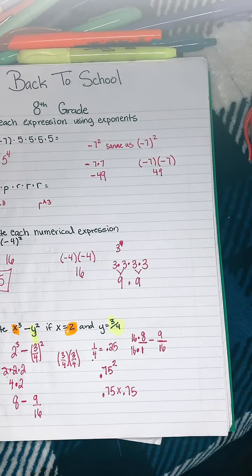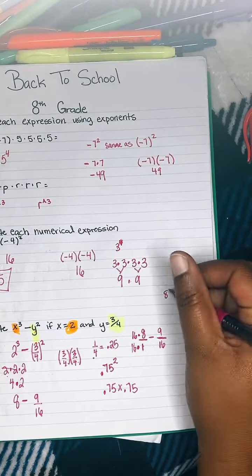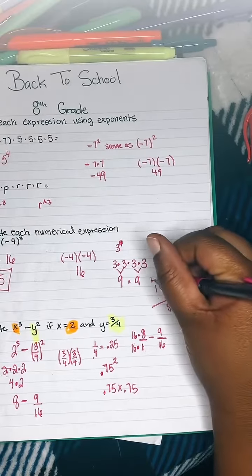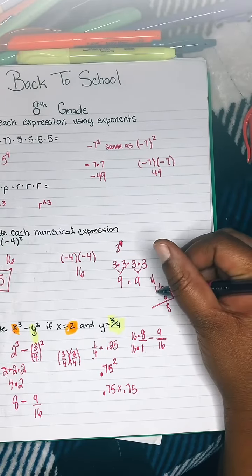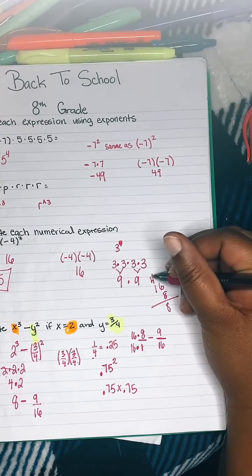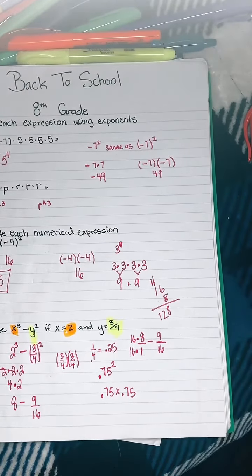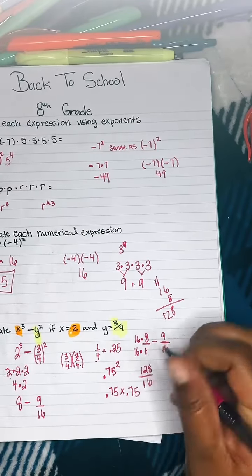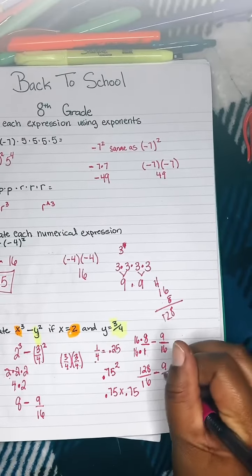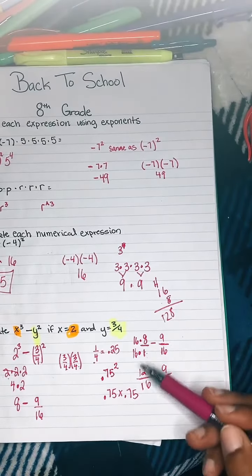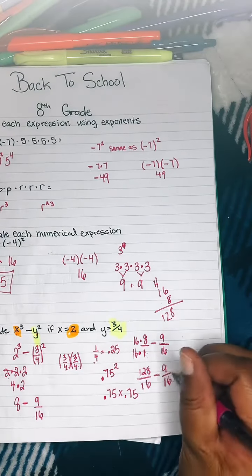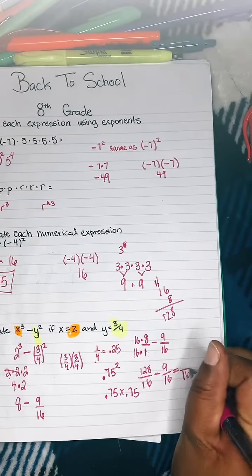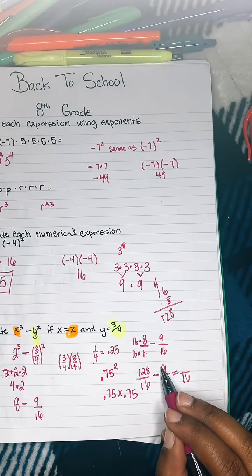Okay. So we're going to do 8 times 16. Well, 8 times 6 is 48. Carry the 4. And 8 times 1 is 8 plus 4 is 12. So we get 128. So we have 128 over 16 minus 9/16. We just came up with the same common denominator. And now remember, our denominator stays the same. So we have 16. And then now we need to do 128 minus 9.